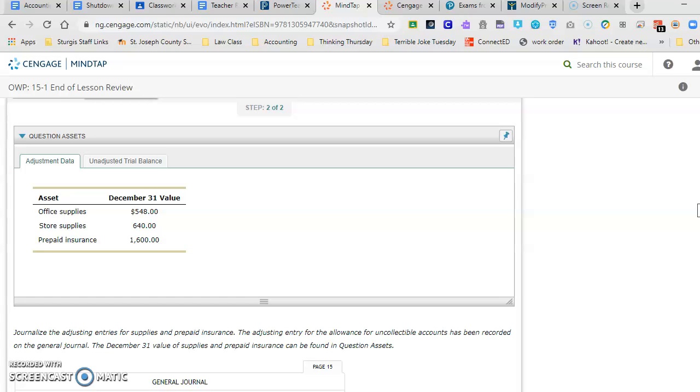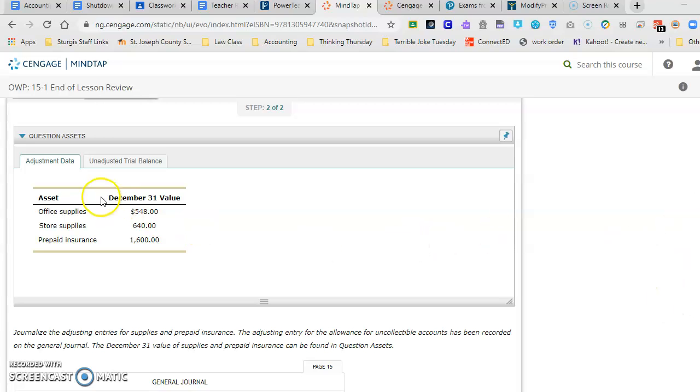So you use some supplies, you use some insurance, you don't have as much of those assets left. So you need to record it as an expense in the same fiscal period. It will reduce your net income, which will be more accurate. It'll be accurate financial statements.